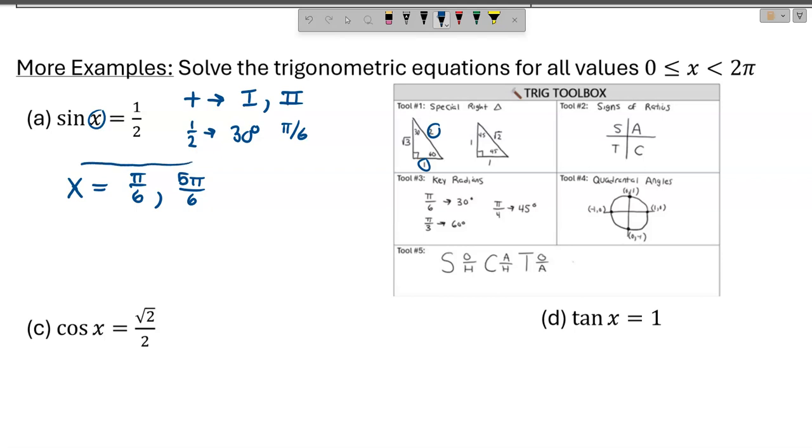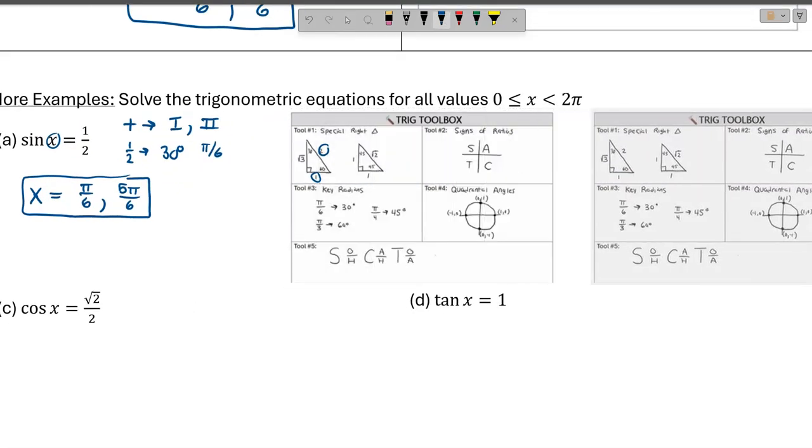Now, initially, as you're doing these, if it helps to write the degree answer first, and then that will help maybe jog your memory what the radian is, by all means, go ahead and do that. All right, let's move on to the next one.